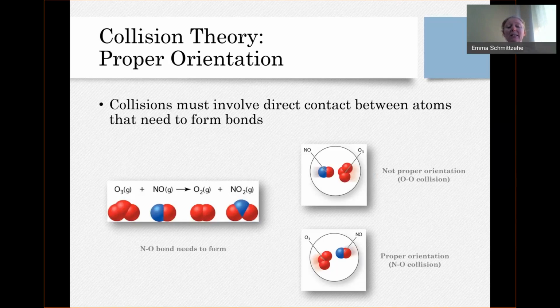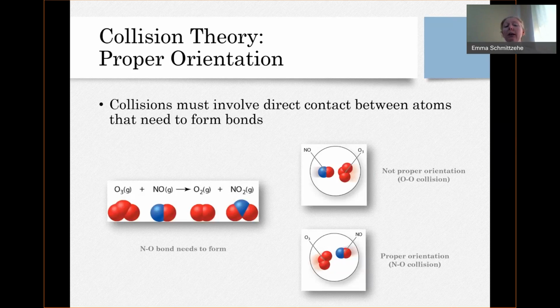Whereas if instead that O3 molecule collided with the nitrogen end of the NO molecule, then it is putting in contact the nitrogen and an oxygen from the O3. And so it is putting those atoms that need to bond together in contact. Okay, so that collision does have the proper orientation, meaning it has a chance of being successful.